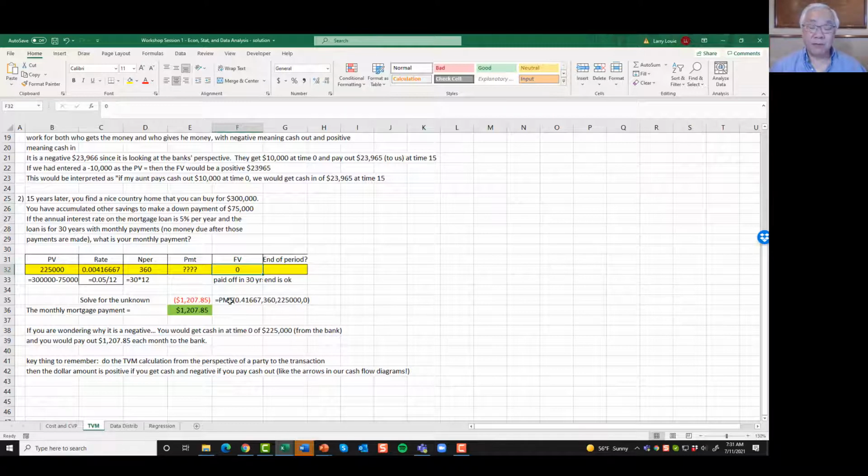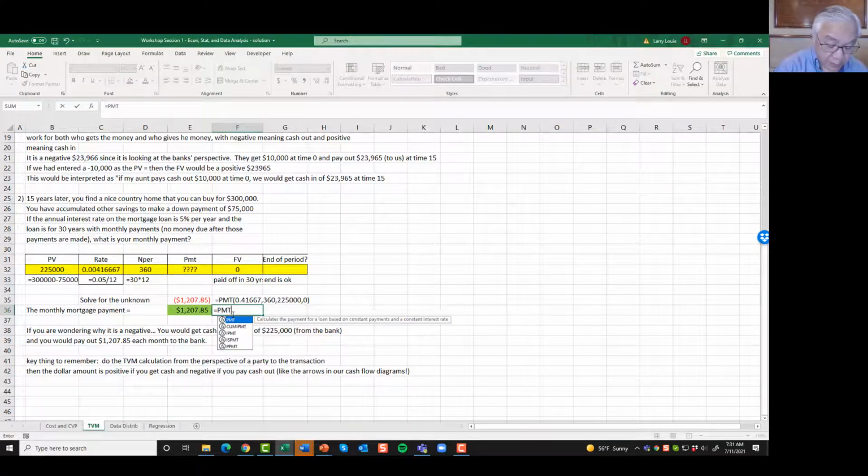Now, similar to what we did before, we simply put in equals PMT. That's the hint right there. We look at the parameters. I'll just show you right now. Equals PMT, open parens. And we see underneath it says rate, N per, PV, FV, type. And that's 0.416. We pointed to the rate. And then the N per is 360. We pointed to N per. The PV is the loan amount, $225,000. And the FV is 0.